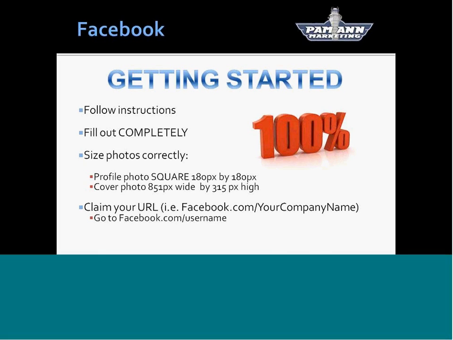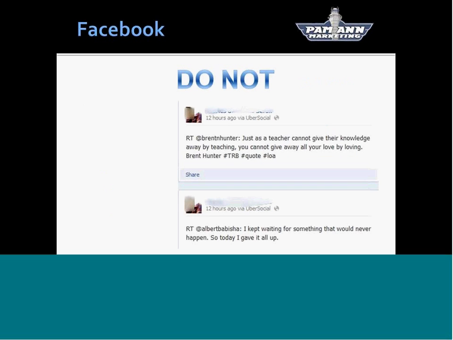After you create your page, the next step is to claim your Facebook URL so that you get people to go to facebook.com/your company name. To do that, you go to facebook.com/username. Be careful with the name that you pick, because Facebook only lets you change it once. Forever and ever, you're only going to have one chance to change it. So check your spelling and be sure that it's in line with the rest of your branding. But do that step, because it makes it easy to tell people how to find you on Facebook.